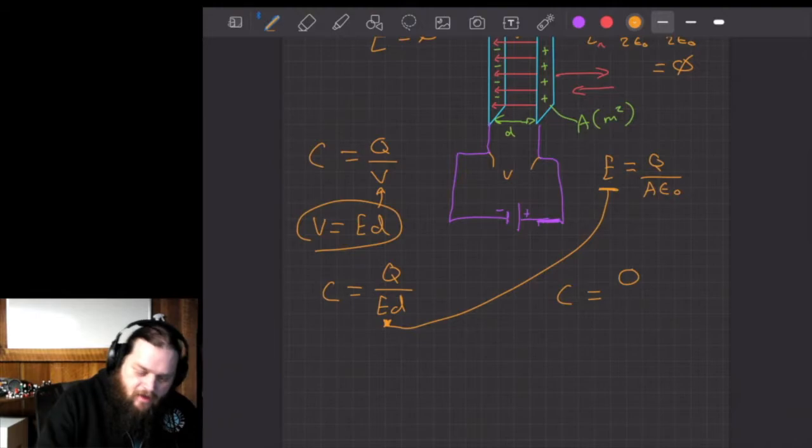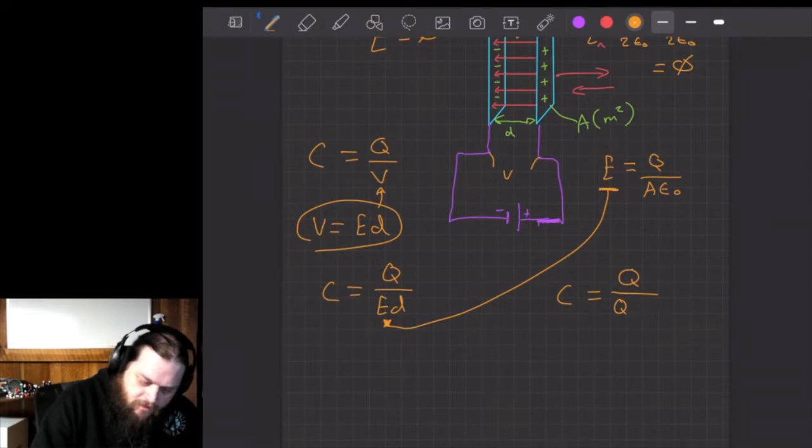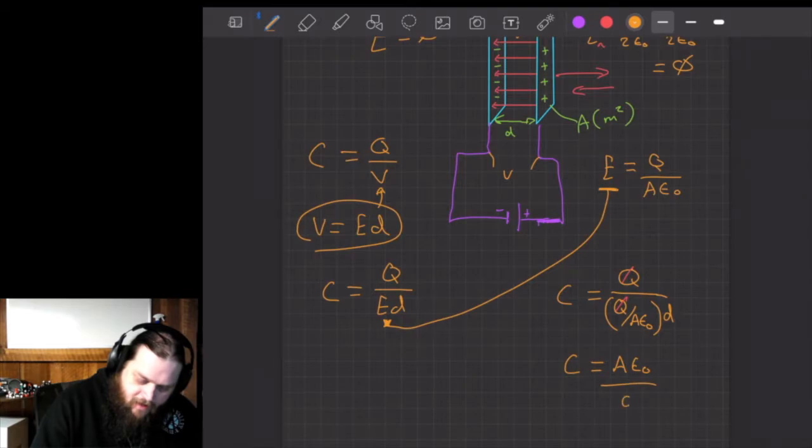Q over QA, or Q divided by A epsilon naught. And those Q's cancel out. This can be multiplied by the distance still. And what we're going to end up with is the area times epsilon naught divided by the distance.